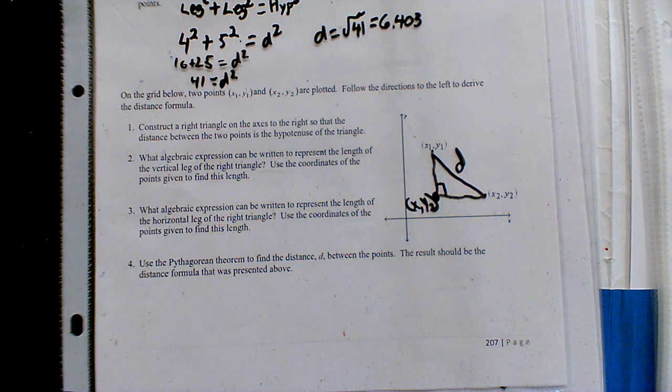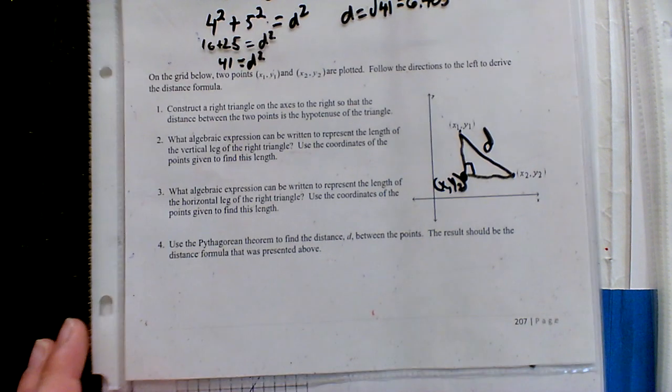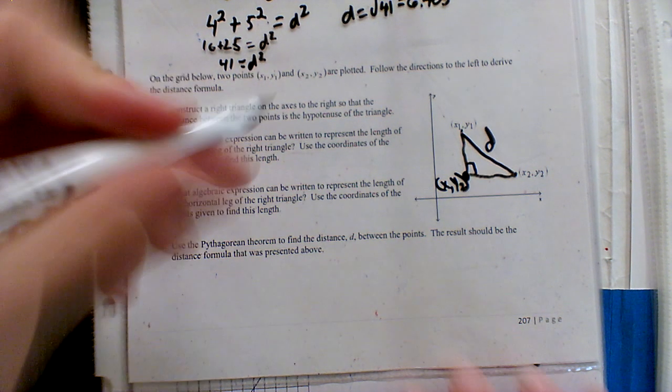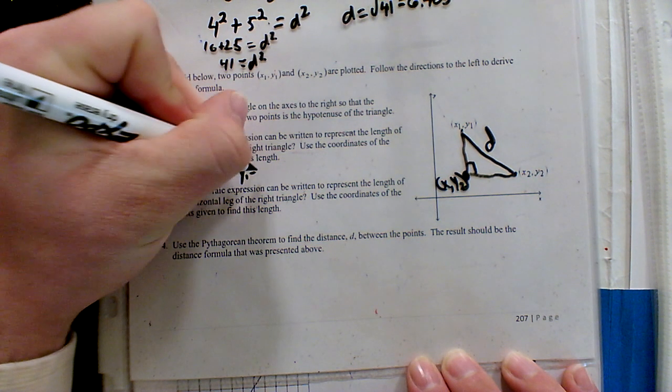Alright, now we're going to move on to what Marie was talking about. Number 2, what is the algebraic expression that can be written to represent the length of the vertical leg of the right triangle? Use the coordinates to find its length. So Marie, do you think you know what you're doing for this one? Yeah, y1 minus y2, exactly.